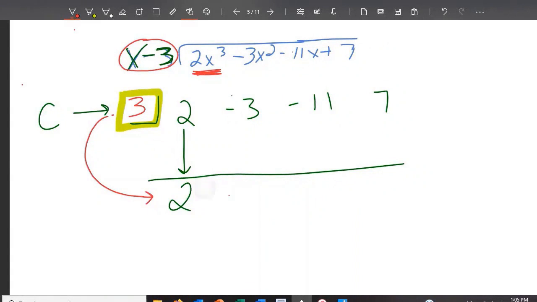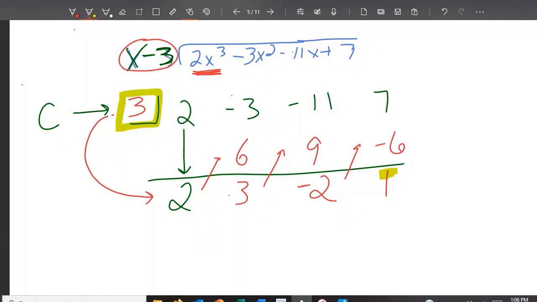Now what you do is you take the number you just got and you put it right above. And you combine those numbers together and we'll get a positive 3. Then we take the 3 out in front times this 3. Whatever we get, we put it right here. We'll get 9. Combine that together, we'll get negative 2. And then we multiply the 3 out in front times the negative 2. Put it right here, we'll get negative 6. Combine that together, we'll get positive 1.